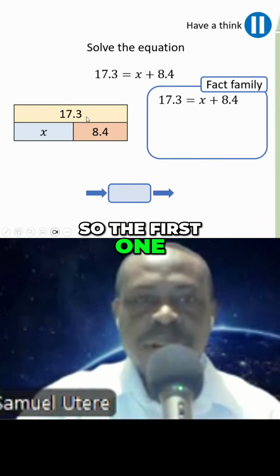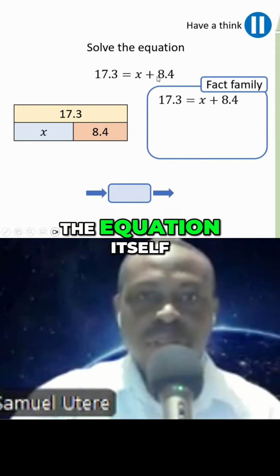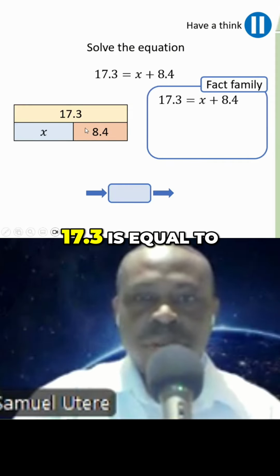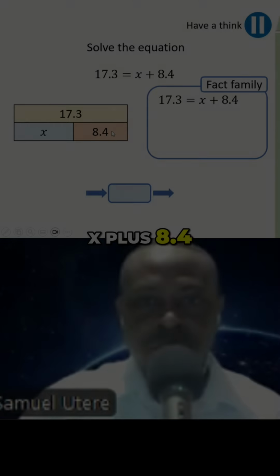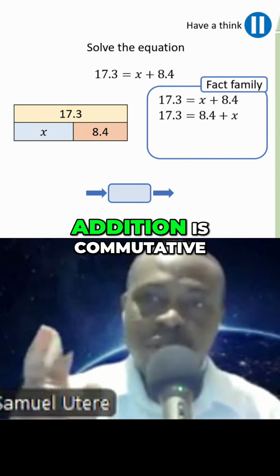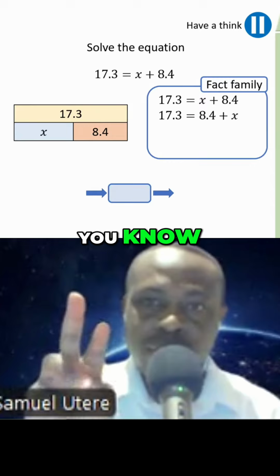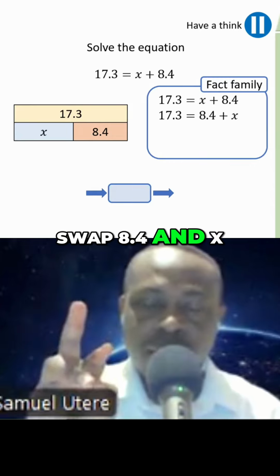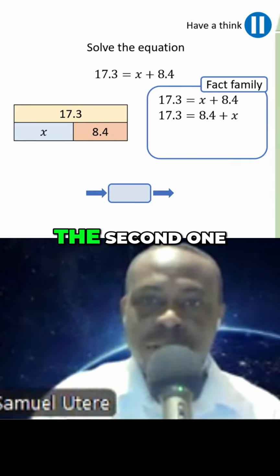The first one that is really obvious is the equation itself: 17.3 is equal to x plus 8.4. And then remember, addition is commutative, so we can swap 8.4 and x. And this will be the second one.